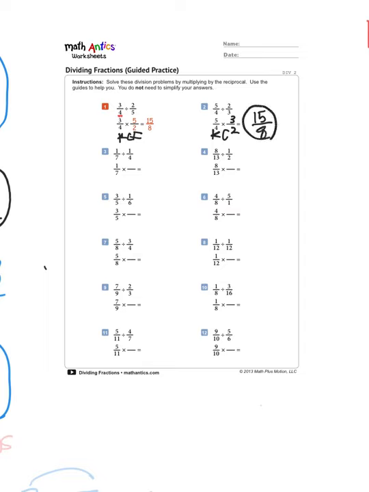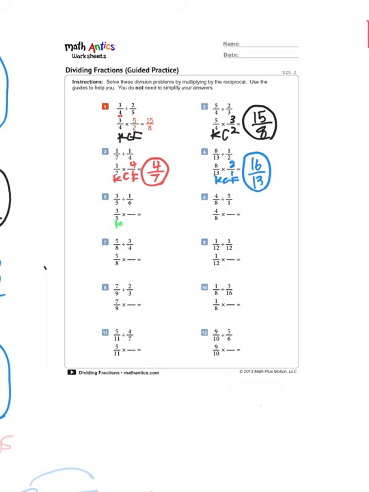All right, on to number 3. They have used the keep, change, flip method. We're going to flip 1/4 into 4/1. Once we multiply, we have 4/7 as our final answer. Let's look at number 4. Again, they've used the keep, change, flip. We kept 8/13. We're going to multiply by 2/1, which gives us a final answer of 16/13. Awesome. On to number 5.